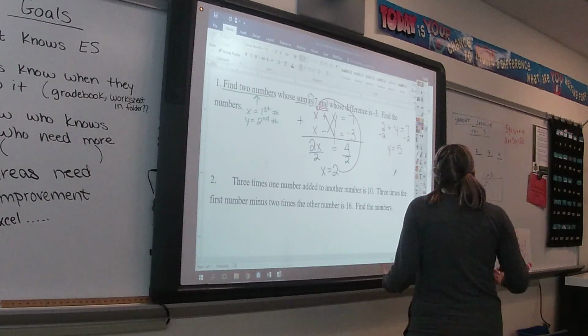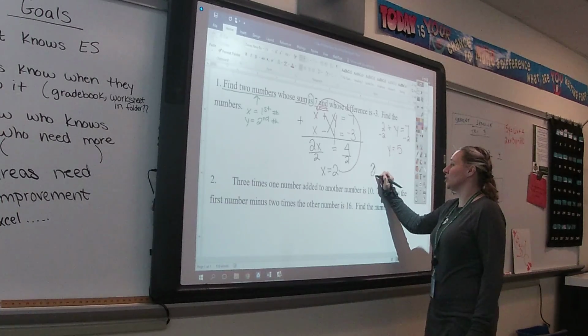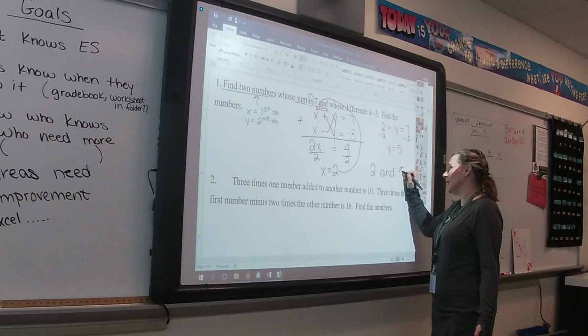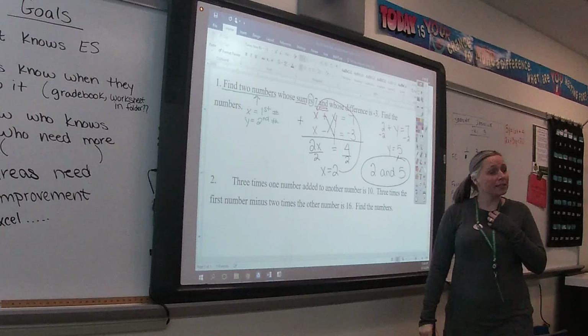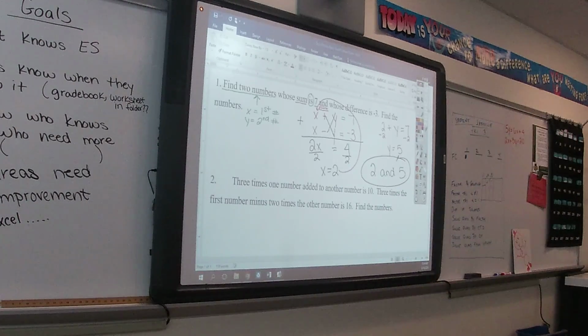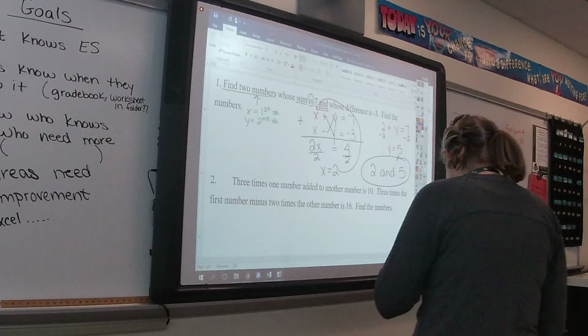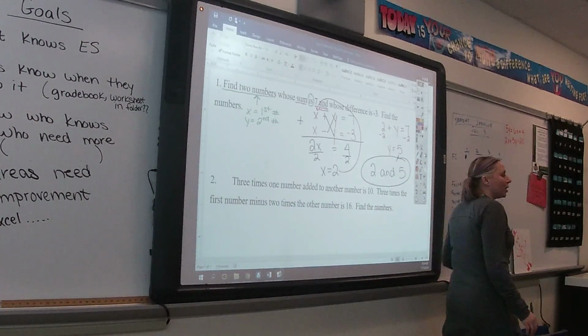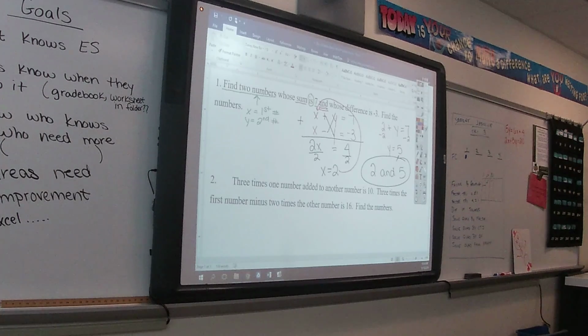So that's the only thing we need to do for our answer. Our answer is 2 and 5. We wrote a system to help us find those numbers, but this problem did not ask us to solve a system. So we don't need to write it like the answer to a system. It's just asking us to find two numbers, and we would just say 2 and 5. Do you see the difference on that? Does that make sense? Yes. Okay.